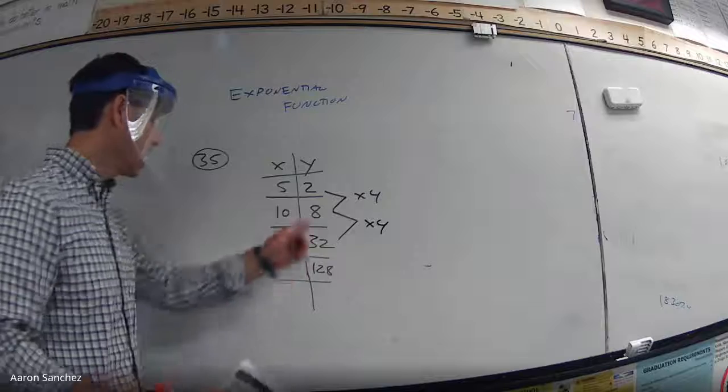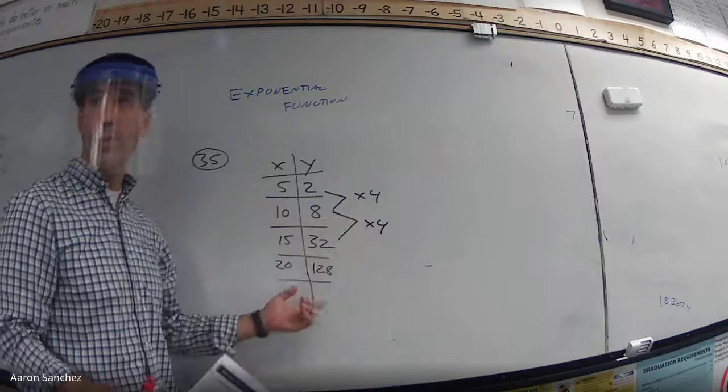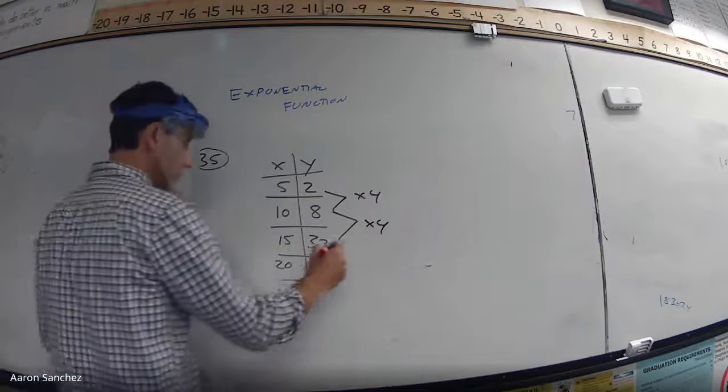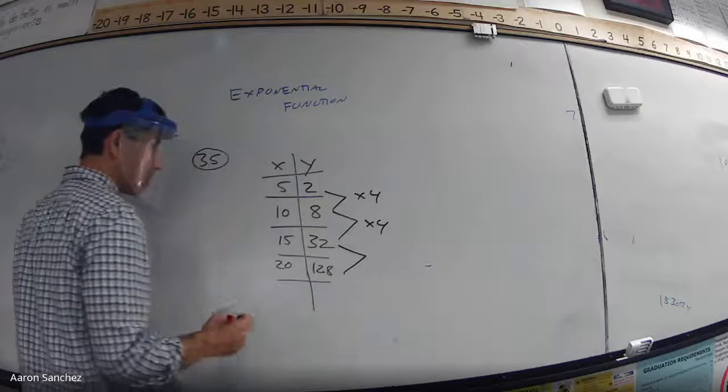Okay. 8 times 4 is 32, and then guess what? 32 times, what's 32 times 4? If it's 32 times 4, if that's 128, then we know it's exponential growth.